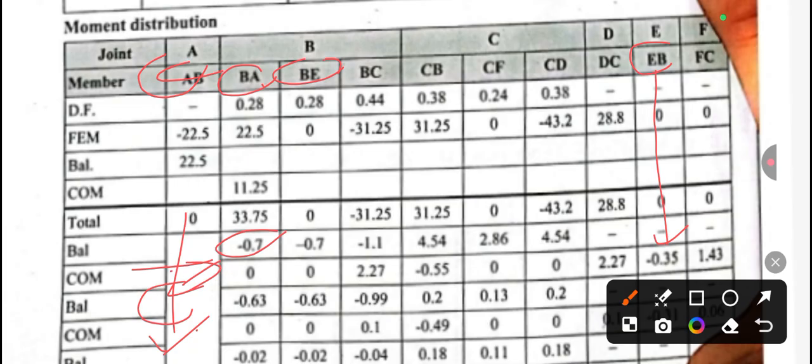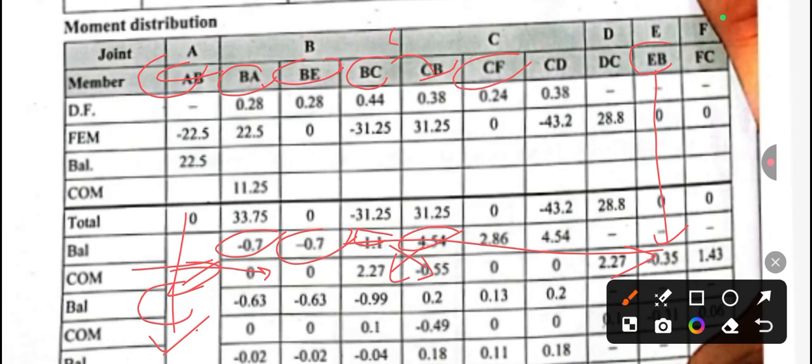So in the carryover moment, you can see here this 0.7, half of this value will be transferred over here to the neighbor member. So the half of BC, the neighbor, you just have to change the letters. BC means we have to change to CB. So half of this goes to CB. Half of minus 1.1 will be here, and half of CB goes here.